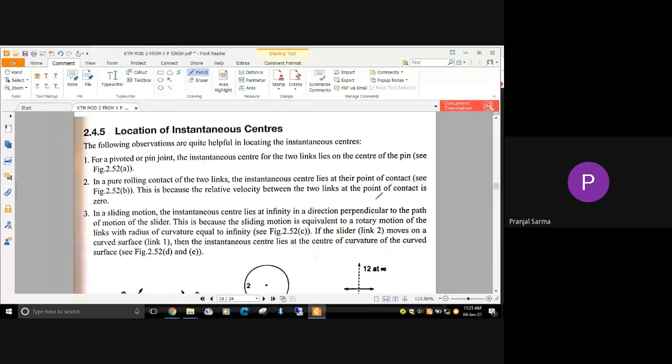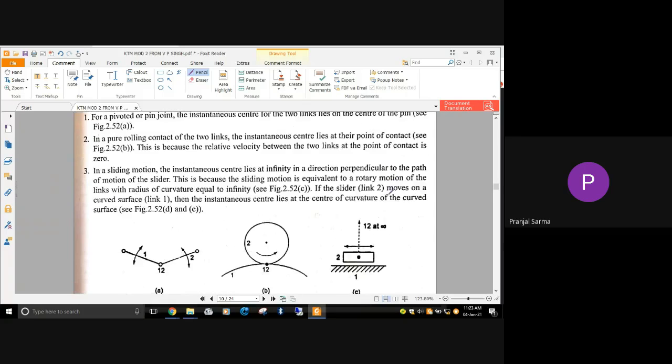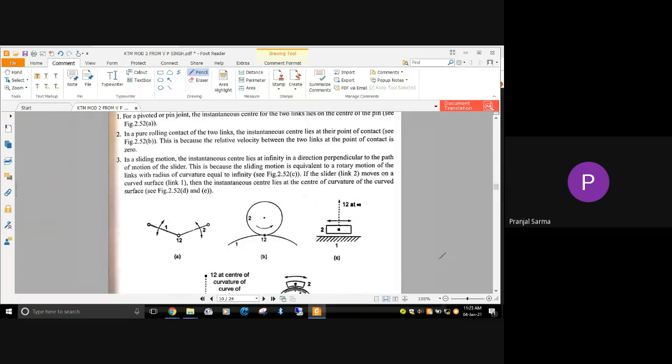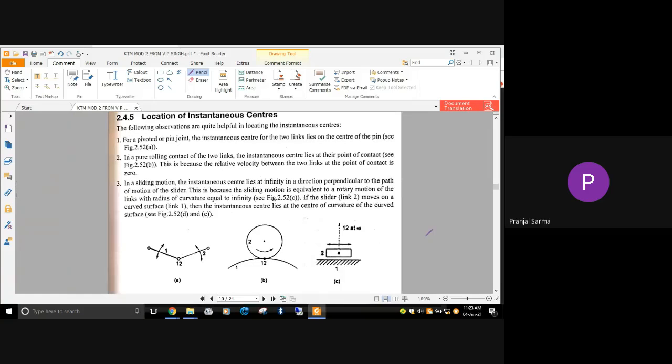Apart from Kennedy's rules, which we are going to discuss later on, there are certain observations already made and practices already there, which suggest how to find the location of the instantaneous center for certain standard cases. These are very standard cases which we generally encounter in the different mechanisms we will be discussing, mostly lower pair mechanisms, sometimes higher pair mechanisms also. In those cases, we mostly encounter rotational motion, that is the pin joints, and we encounter sliders having translational motions.